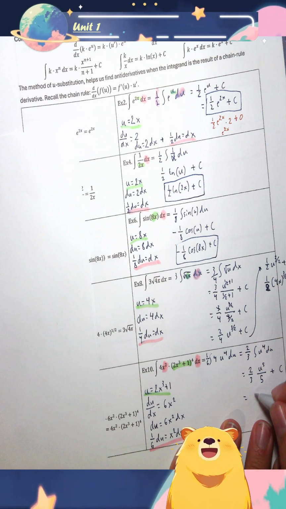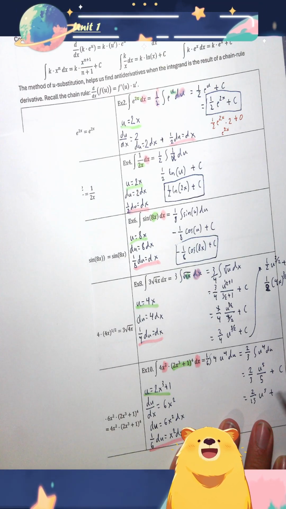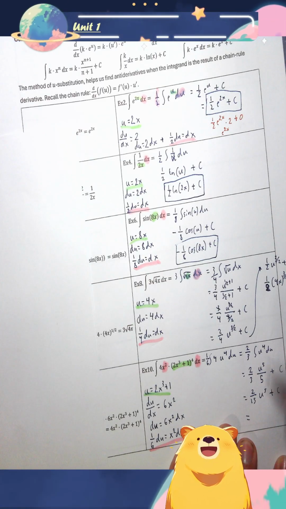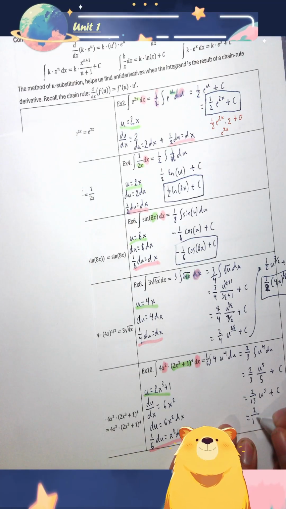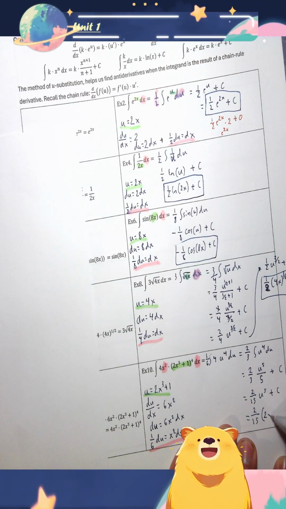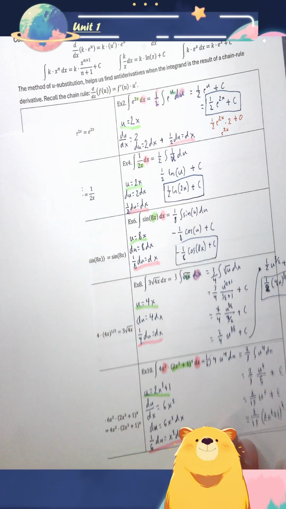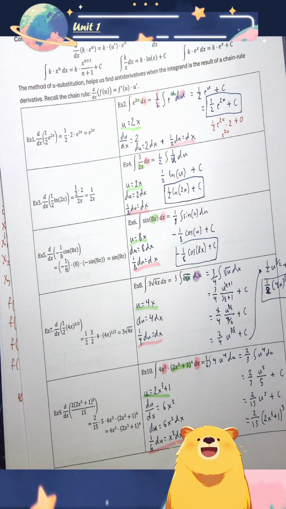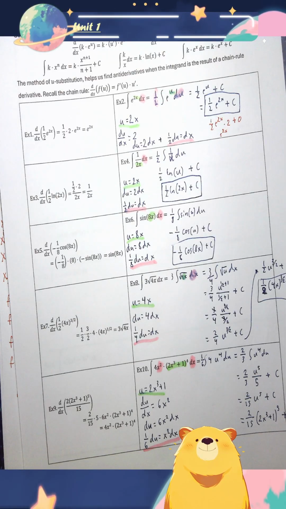We can simplify this a little bit to be 2 over 15, and then u to the power of 5 plus c. And then we're going to go ahead, I forgot boxes. And then we're going to go ahead and put back u. 2x cubed plus 1 to the power of 5 plus c. And let's see, a little different looking, but we basically got the same answer.